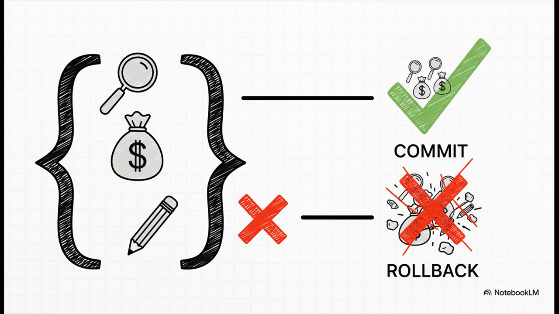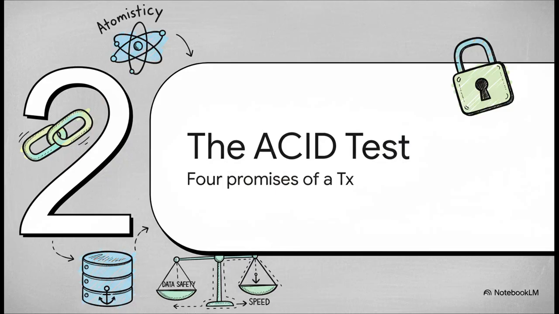Well, the solution, the hero of our story, is a concept called a transaction. The best way to think of it is as a sacred, unbreakable contract. It's a way of bundling a whole sequence of operations together and telling the database, listen, either all of these steps happen successfully or none of them do. There is no in-between. And to make sure this contract is absolutely ironclad, every transaction has to pass something called the ACID test. And no, we're not talking about chemistry here.